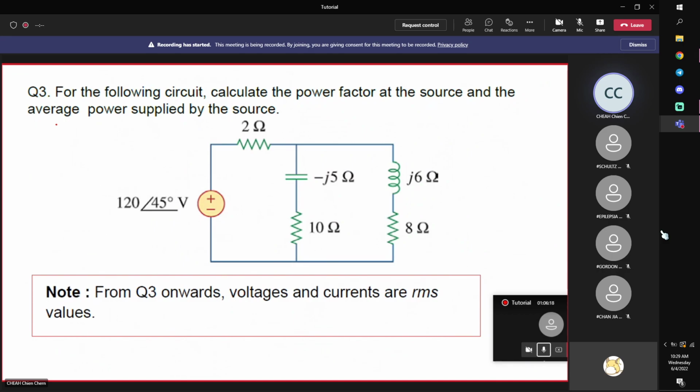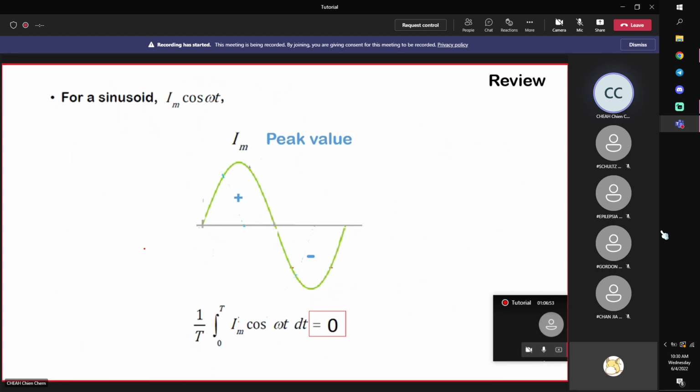Okay, in the previous two questions, we have used the maximum values to calculate the power. But actually in power engineering, we have another way of calculating the powers, which is based on what we call the root mean square values. So for question 3 onwards, all your signals are represented as RMS values. Let me first explain what is an RMS value.